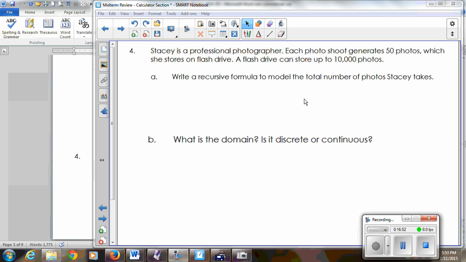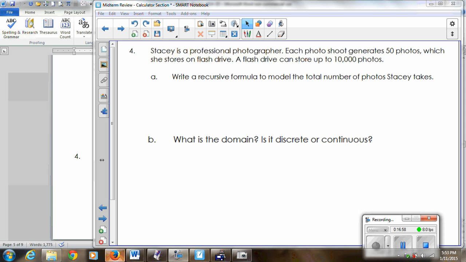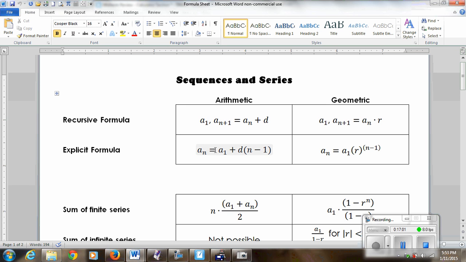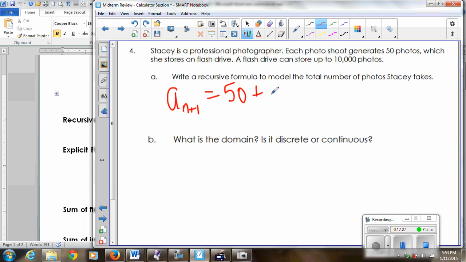So remember with the recursive formula, this is going to be arithmetic since we're just adding 50 every single time. And so if I go to my formula sheet, the recursive formula for an arithmetic sequence looks like this, where a sub 1 is the first term in our sequence, and then we determine the next term by adding that constant value to the term before it. So this is pretty straightforward. It's going to be a sub n plus 1, so that's the next term in the sequence is basically going to be 50 plus whatever the term before that was, which is just a sub n.